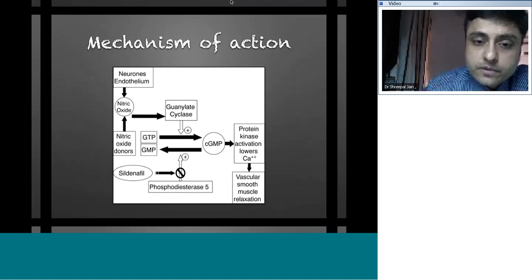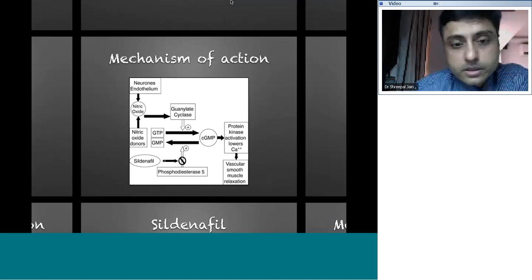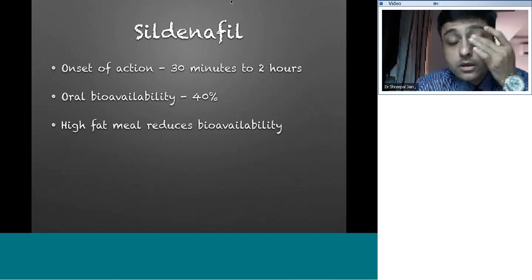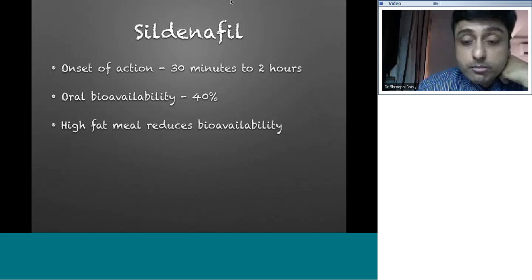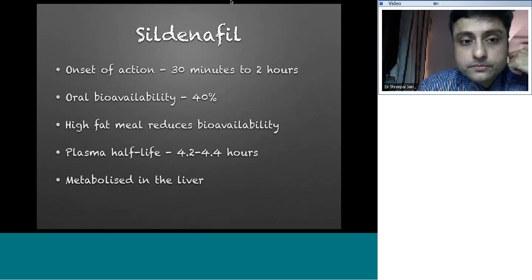Onset of action is within 30 minutes to 2 hours. Around 40% is its oral bioavailability. Make sure that the patient doesn't take a high fat meal along with sildenafil, because the bioavailability can be further reduced. And the half-life is roughly around 4.2 to 4.4 hours, and it gets metabolized in the liver.